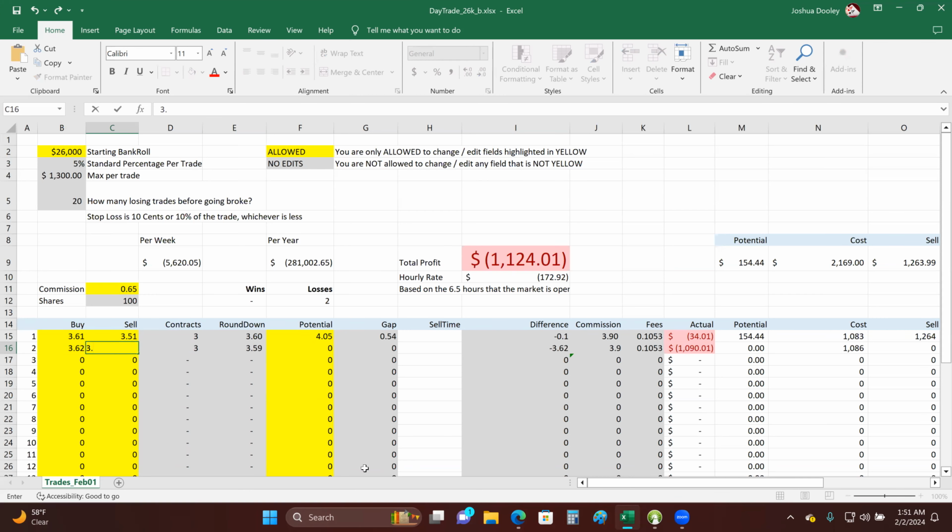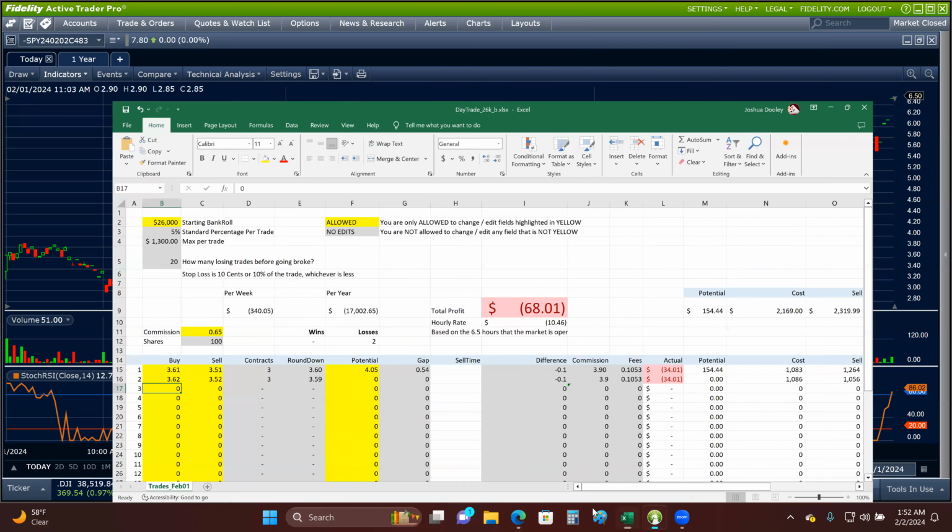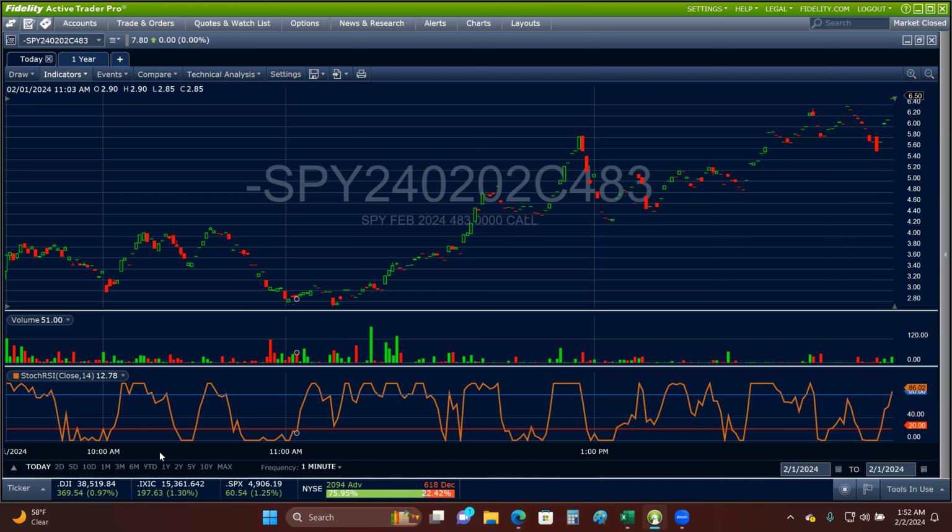Okay, 3.52, 3 contracts. I'm down $68 for the day. My first 2 trades were losses for the day. Obviously not a good start, but it's $68, so that's not all that bad.